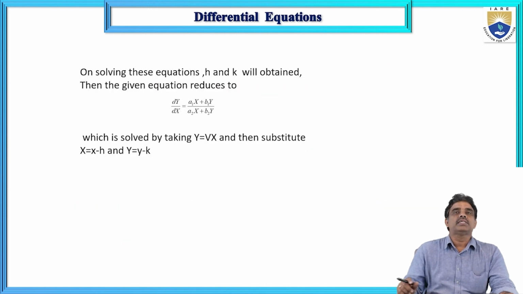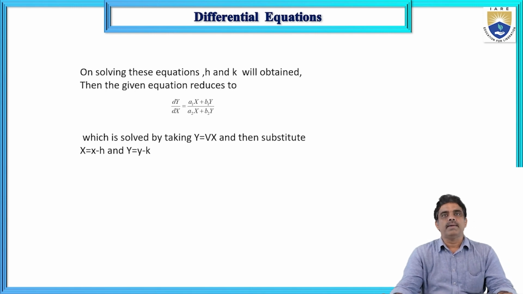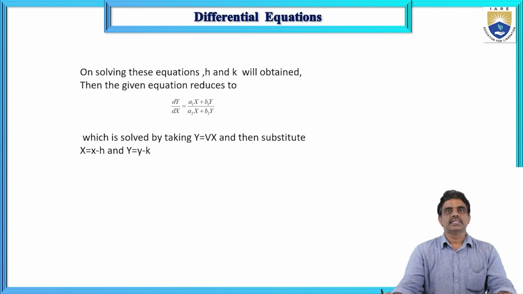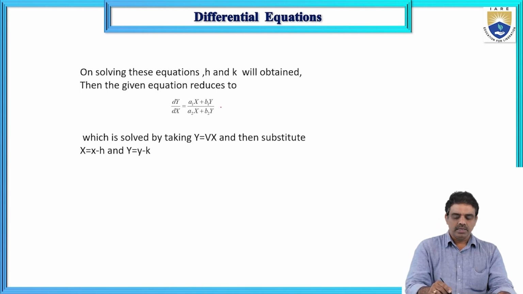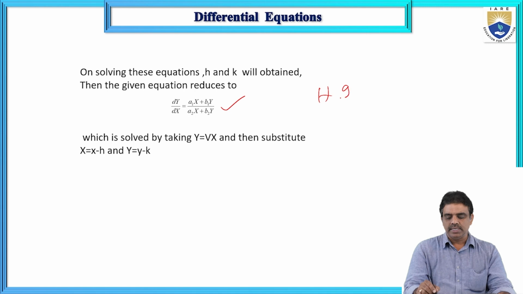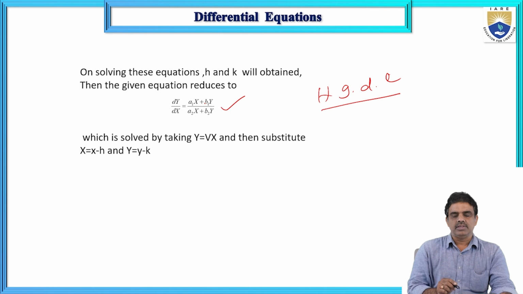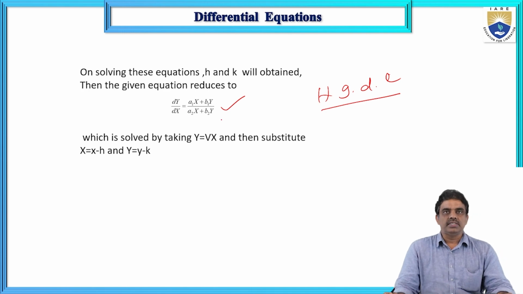Then the equation reduces to the form dY by dX is equal to a1X plus b1Y by a2X plus b2Y. Clearly, this equation looks like a homogeneous differential equation. Am I right or not? There is no constant in the numerator, and the degree of the numerator is 1. The degree of the denominator is also 1. On cancelling out, the right side is a homogeneous function of degree 0. So this equation is a homogeneous differential equation.